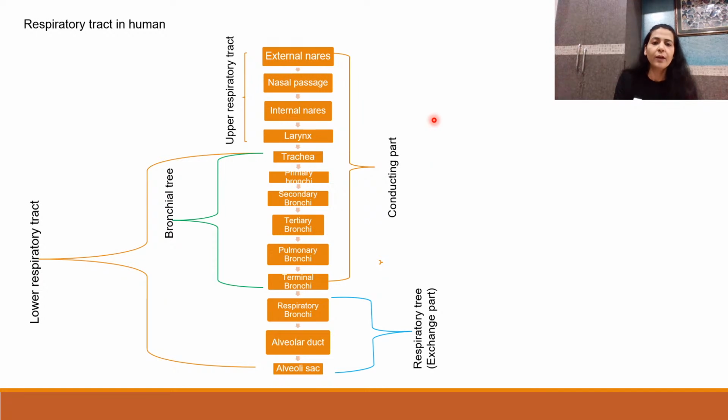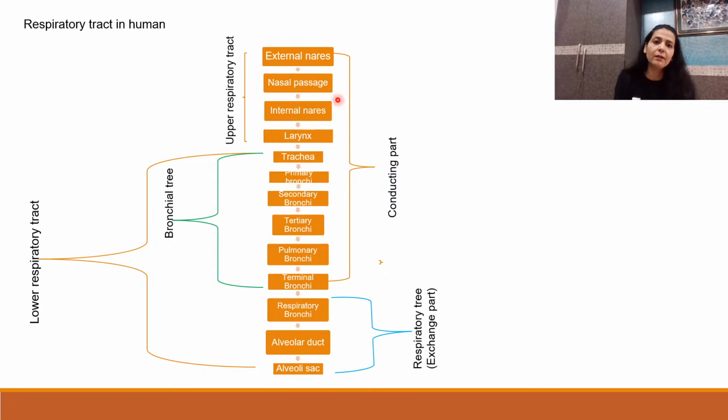All right. Now the part from external nares, that is the entire upper respiratory tract, and the bronchial tree: the upper respiratory tract plus the bronchial tree is also known as the conducting part. Is that okay? Please don't get confused. The names are there in your syllabus. You could be asked questions regarding it.